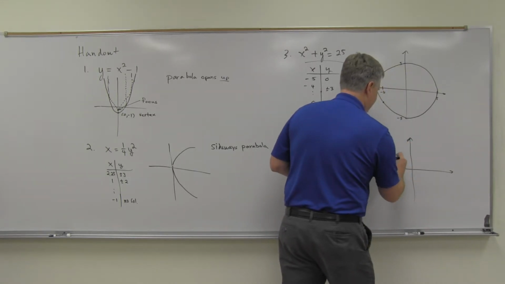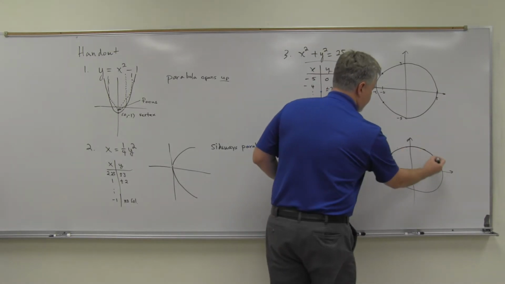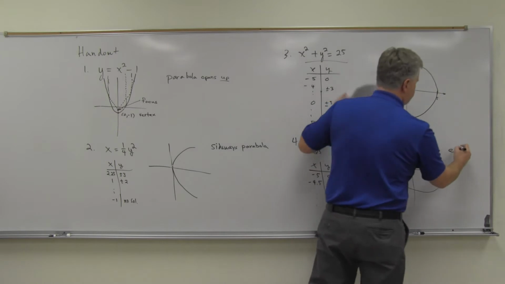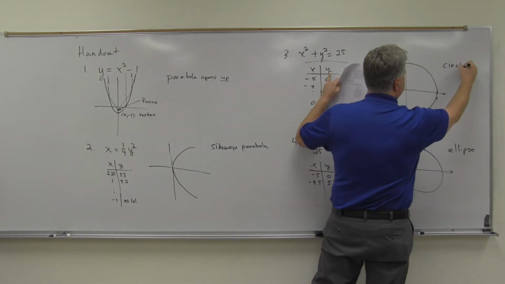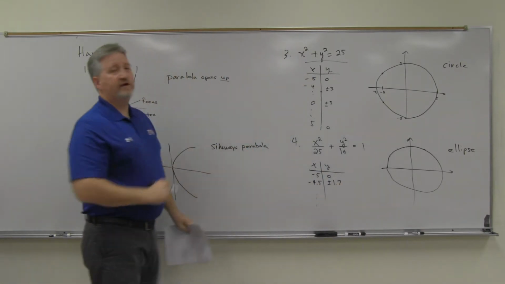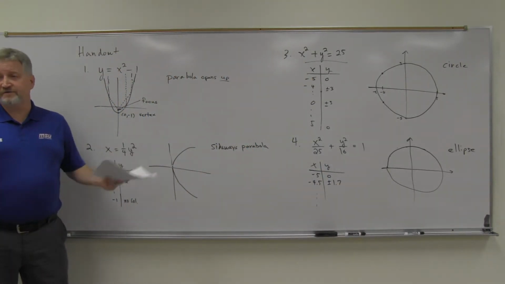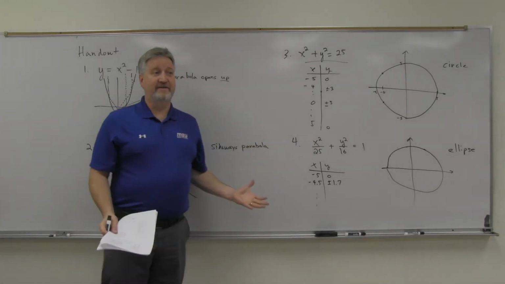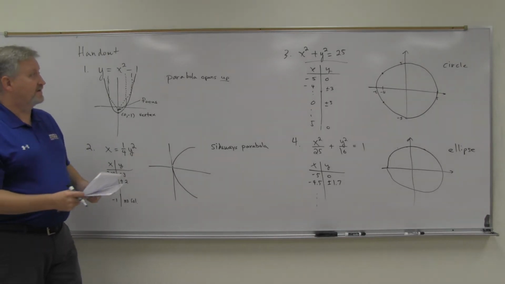It's an ellipse. So if I plot all these points out, point by point, I get an ellipse. So this one gives me a circle. Number 3 gives me a circle. But number 4 gives me an ellipse. So there's a little more to it than just saying, well, both of them are squared, so I get a circle, right? Because both of them are squared, you could get an ellipse. And we'll talk about that difference.